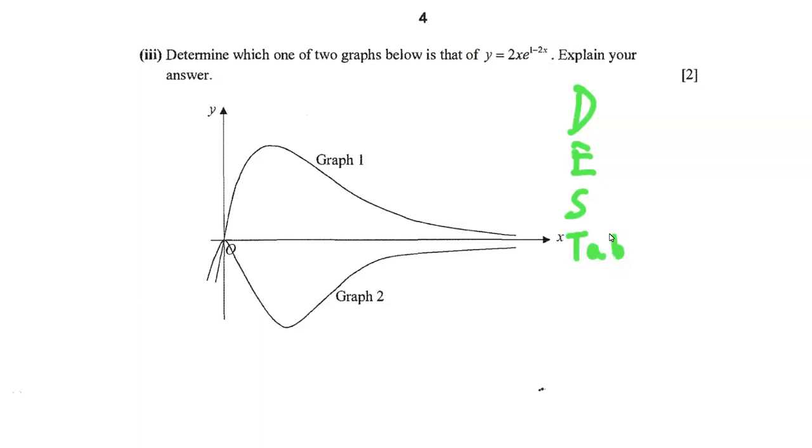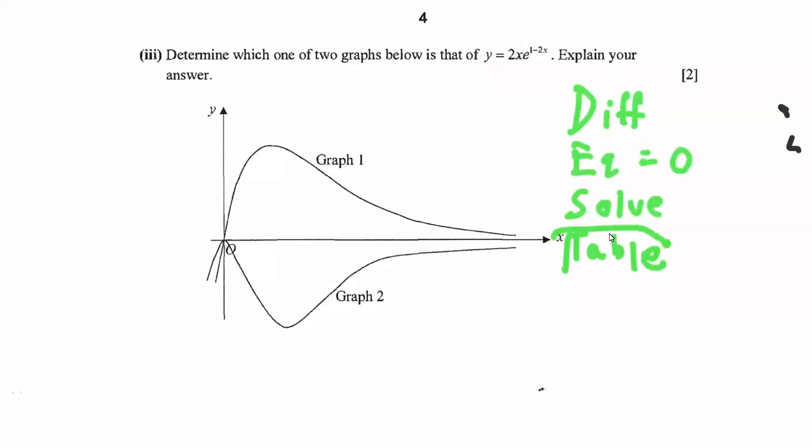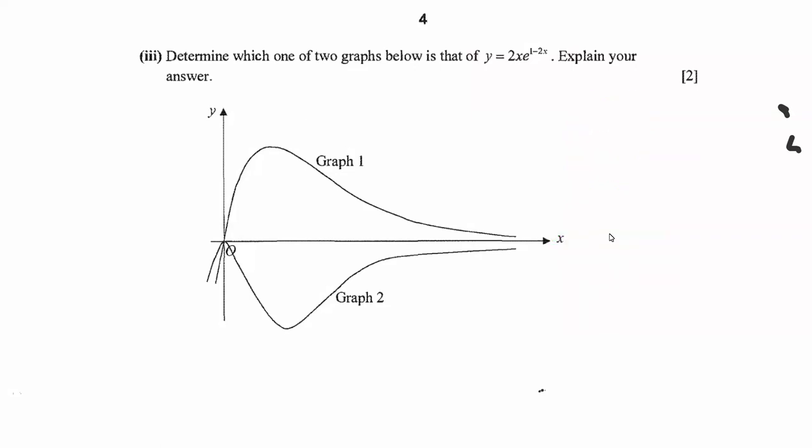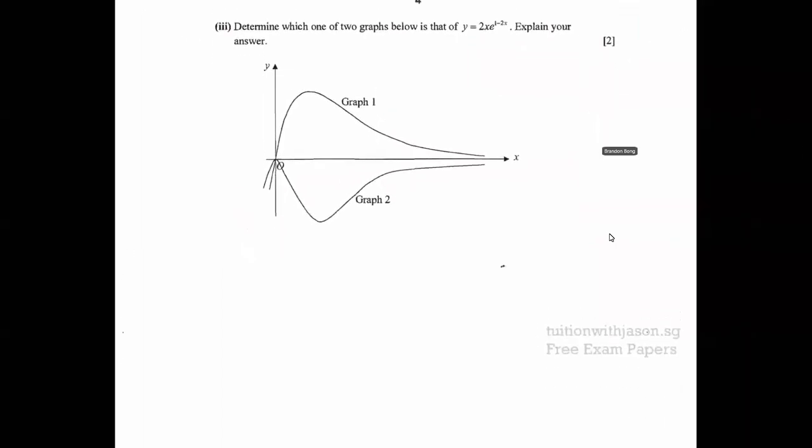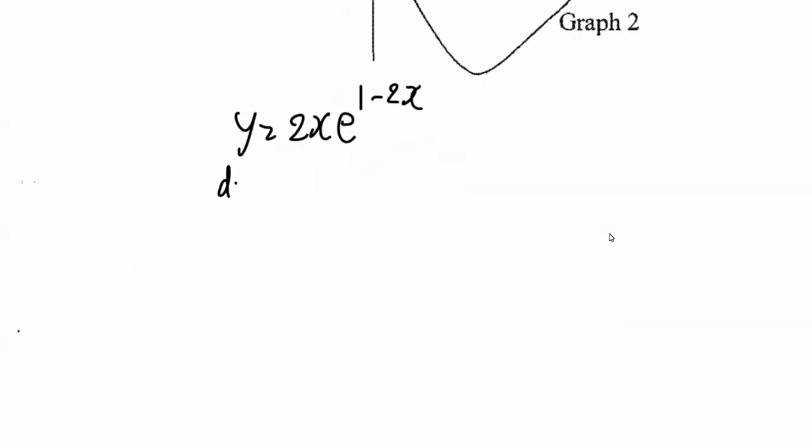Differentiate. Equate to 0. Solve. Then 0 table. And then table. Table is to determine the nature, max or min. Okay. So let's just do it together. Maybe I'll do it on the question paper, easier. So y equals 2x times e power 1 minus 2x. Differentiate this. So what rule do you need to use?